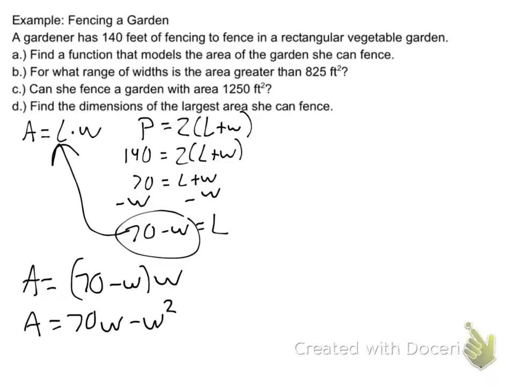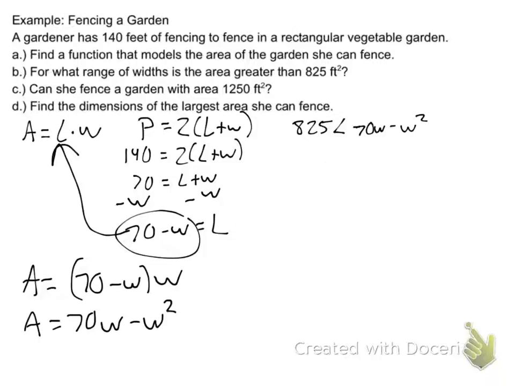We're done with A. How do I move on to part B? How can I make this thing work? Create an inequality. What's this inequality going to look like? What does 825 stand for? The area. And what does this area have to be? Greater than 825. It has to be greater than that. So actually 825 would be smaller than 70w minus w squared.